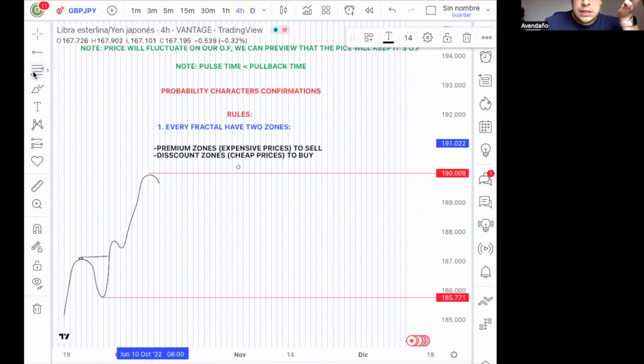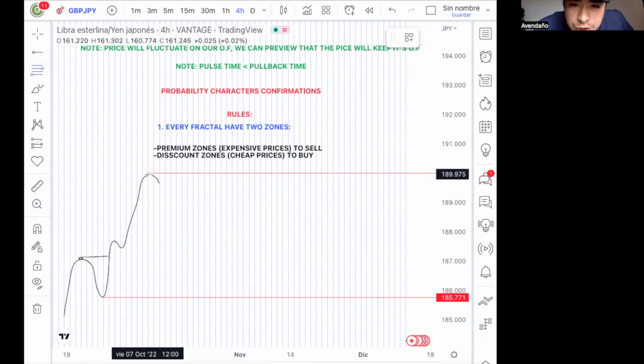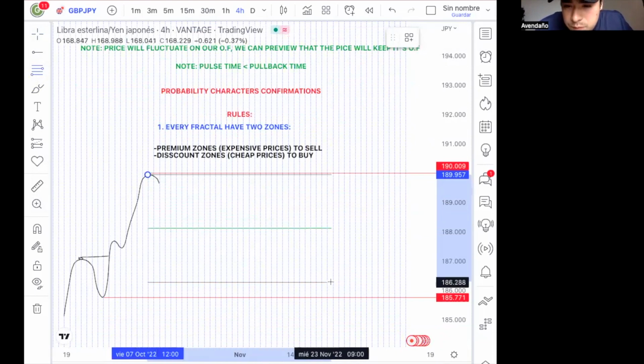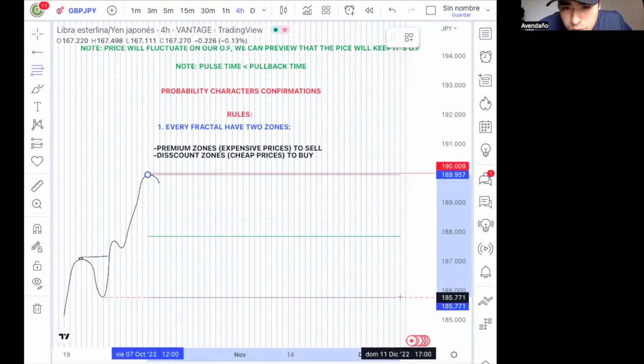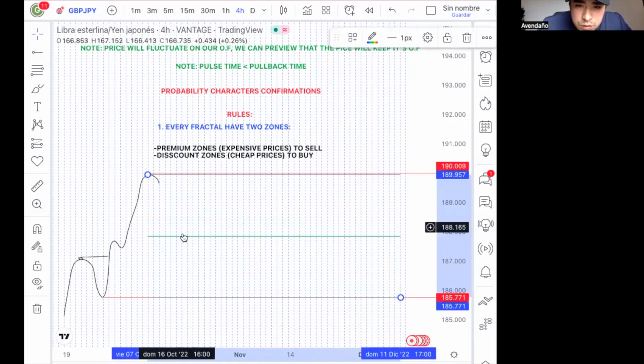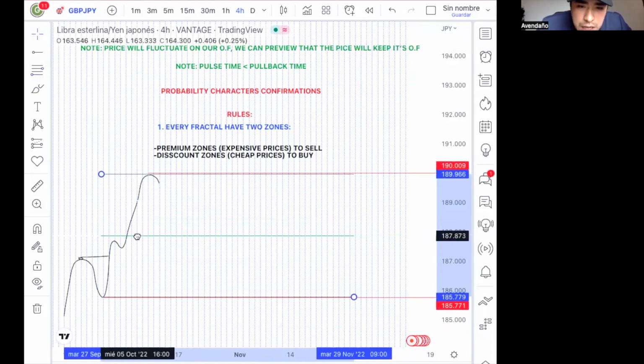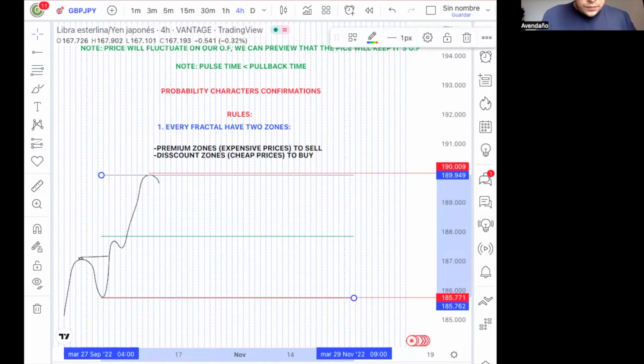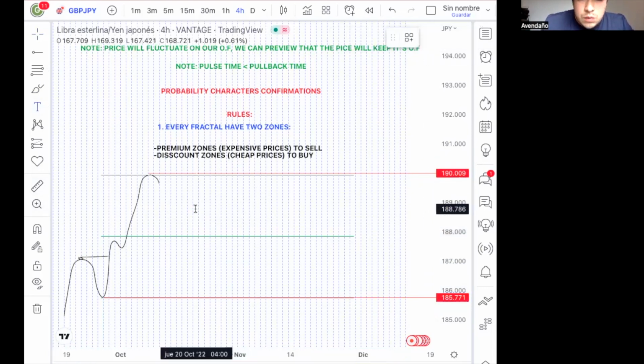So how do we identify them? We use the Fibonacci retracement, and it's the 0.5 level, which means 50% of your fractal. If you use the Fibonacci, the half of the fractal may divide it in two zones. The highest part of the fractal may be our expensive prices, so we might be able to find here our premium zone.